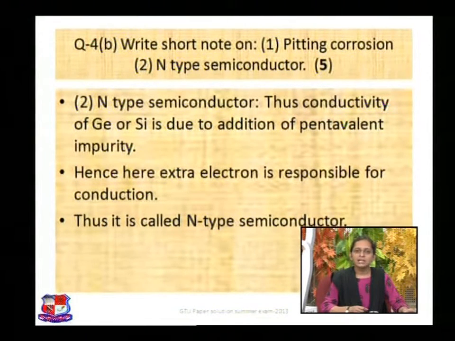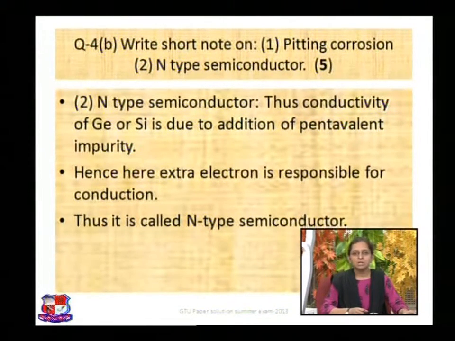Why is it called N-type semiconductor? Because the conduction of electricity occurs due to the valence electron, which is actually responsible for conduction. N-type means a negatively charged carrier is responsible for conduction of electricity in this type of semiconductor. So here we have written the entire short note on N-type semiconductor. So this completes our 5 marks question.